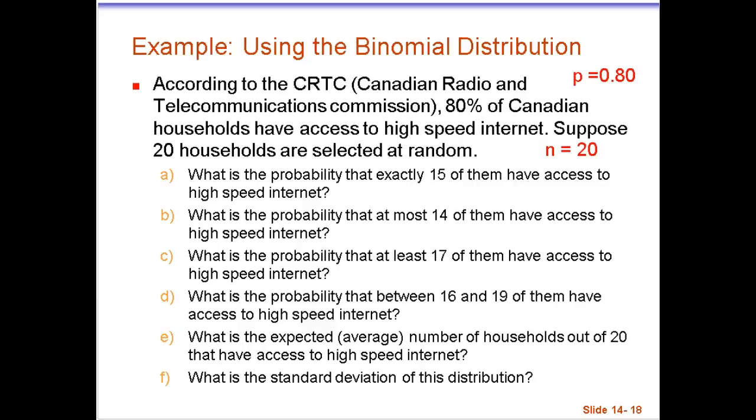In the first part of the question, what is the probability that exactly 15 of these 20 households have access to high-speed internet? We are looking for probability that x is precisely equal to 15. In part B, what is the probability that at most 14? At most 14 means 14 or less, so less than or equal to 14, and for this we will use cumulative probability, as we'll see shortly.